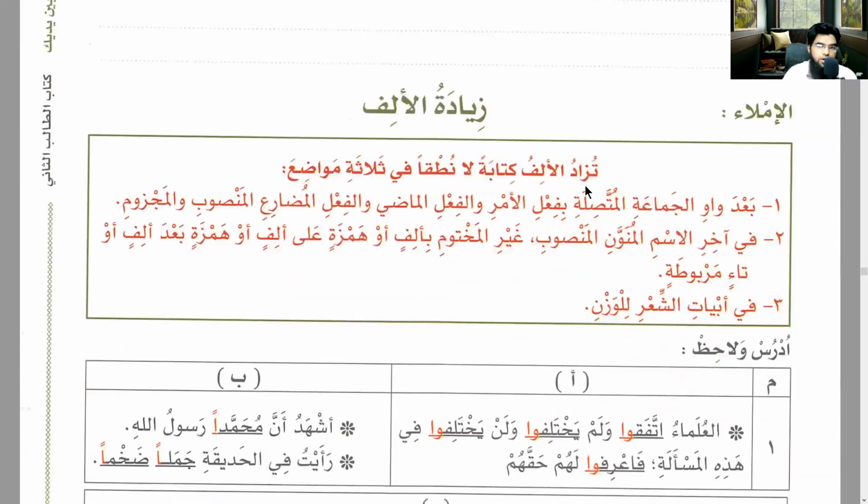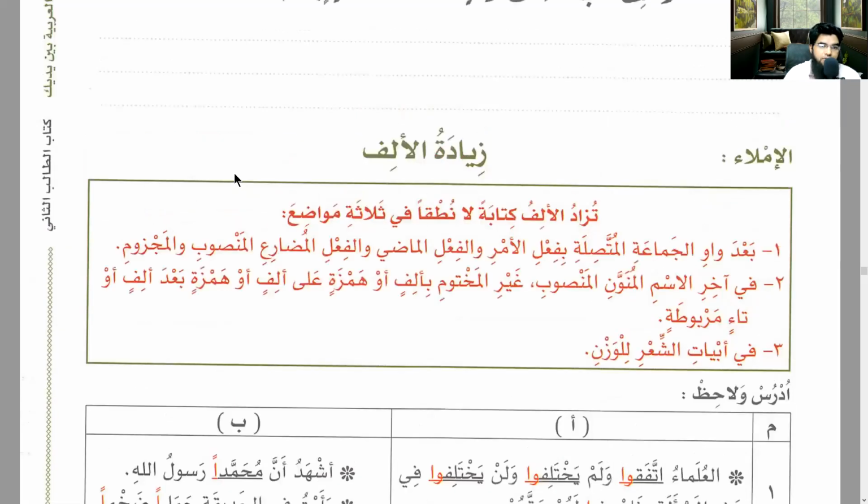One is زيادة الألف. تزاد الألف كتابة لا نطقا في ثلاثة مواضع. In 3 places, alif is added, but it's not pronounced. It's written, but not pronounced. So when does it happen? بعد واو الجماعة. He gives examples anyways. بفعل الأمر والفعل الماضي والفعل المضارع المنصوب المجزوم. So it happens after فعل أمر, ماضي, and مضارع منصوب and مجزوم.